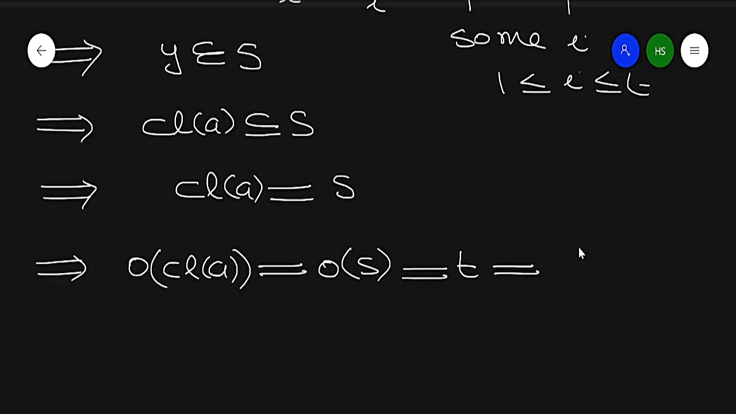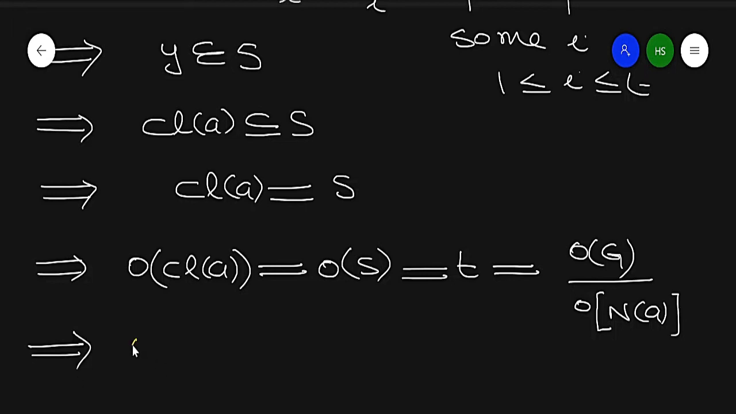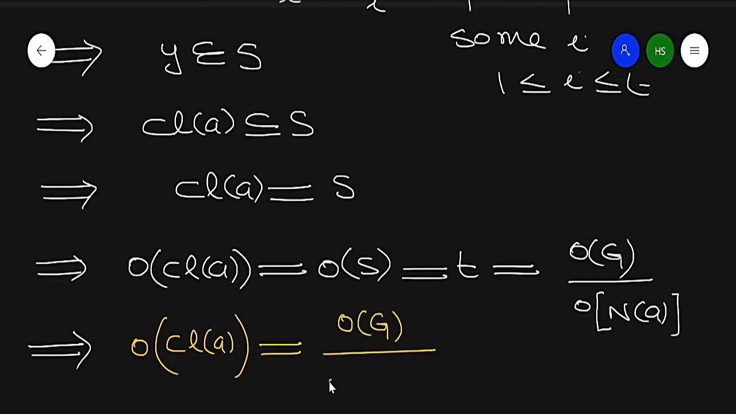So it implies the order of the class of A is equal to the order of S, which is equal to T, which is equal to the order of G by the order of N(A). So we get our result: the order of the class of A is equal to the order of G over the order of the normalizer of A. In this way we can find our result.